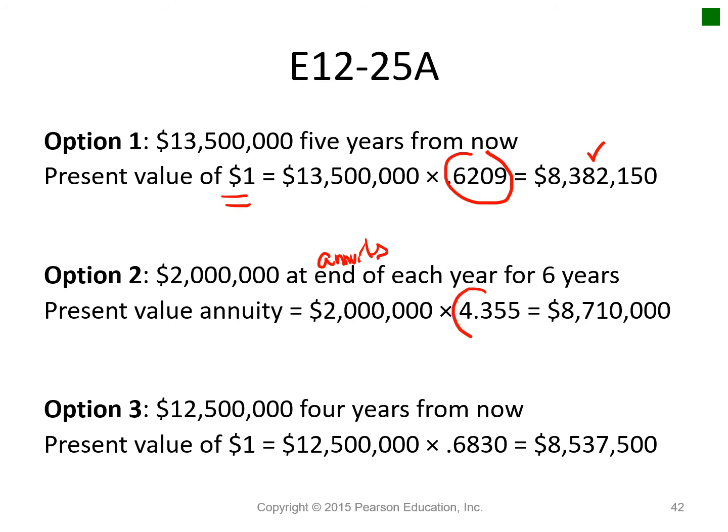You go to your table factor at 6 years, 10%. Notice that's going to be worth today $8,710,000. And then option 3, which is your other lump sum payment, so go to your present value of $1. Notice your table factor multiplied by that future value, so that amount is worth $8,537,000. So if you look at these 3 options, whichever one is worth the most is the one you'd want to go with. In this case, it's pretty clear you'd want to take the annuity.